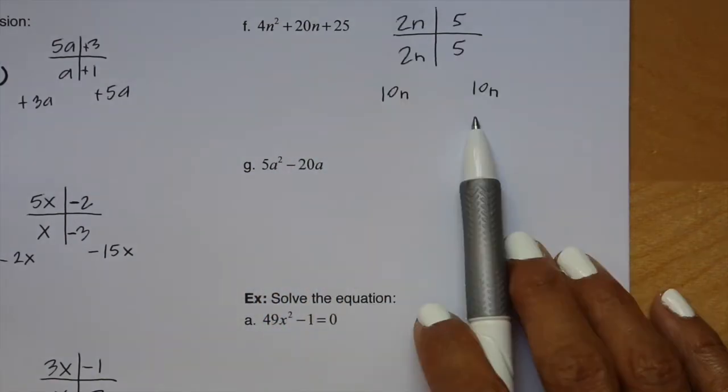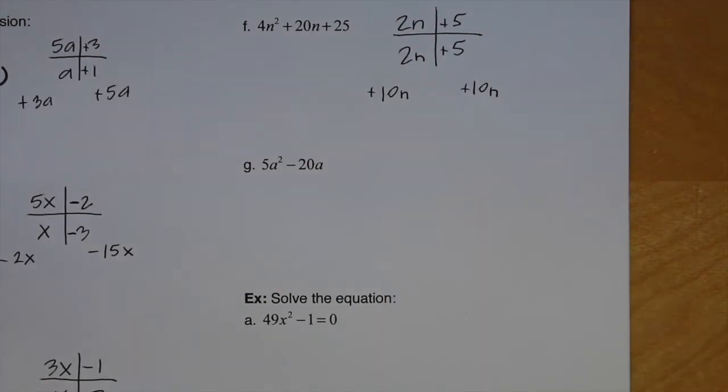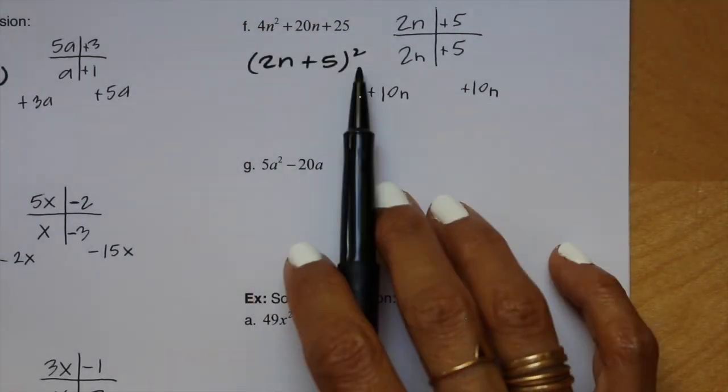When you crisscross, you get 10n for both terms, which does combine to 20n. So if we keep everything positive, it works out. You get 2n plus 5 times 2n plus 5, which is the same as (2n plus 5) squared.